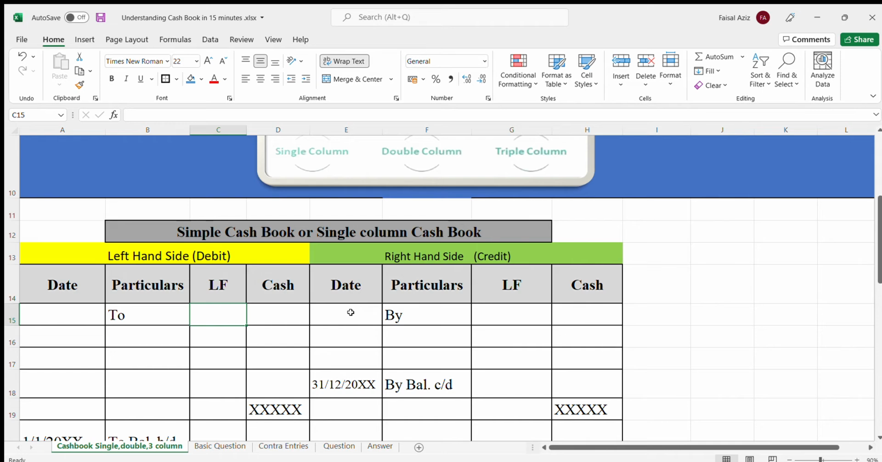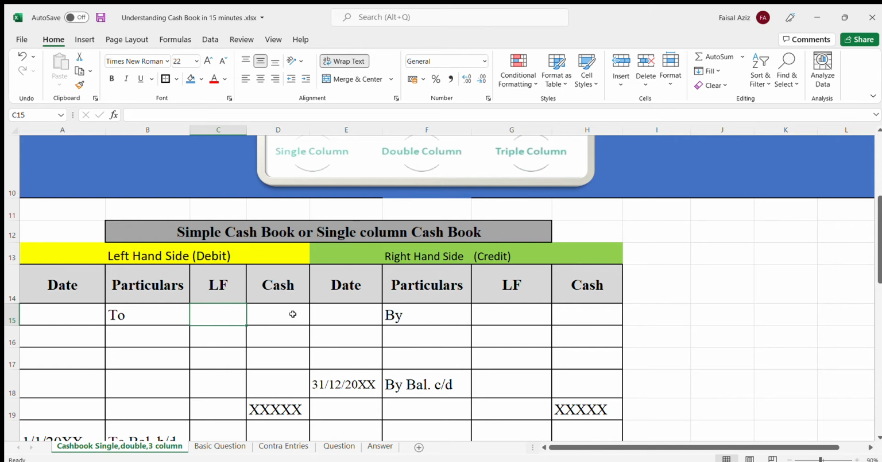Similarly, we have date, particulars, ledger folio, and cash column on the other side. When the business pays money, let's say rent expense or salaries expense, we use the prefix "by" to record cash outflows or cash payments. For example, if the business has paid rent, we will mention "by rent". If the business has paid salary, we'll mention "by salaries", and so forth.